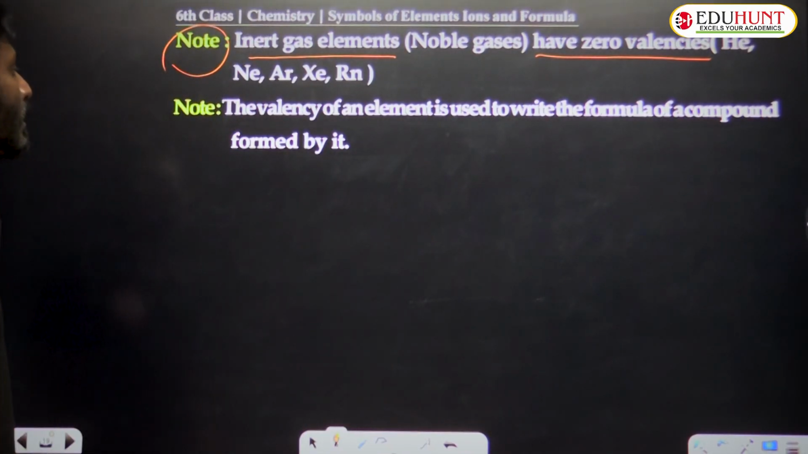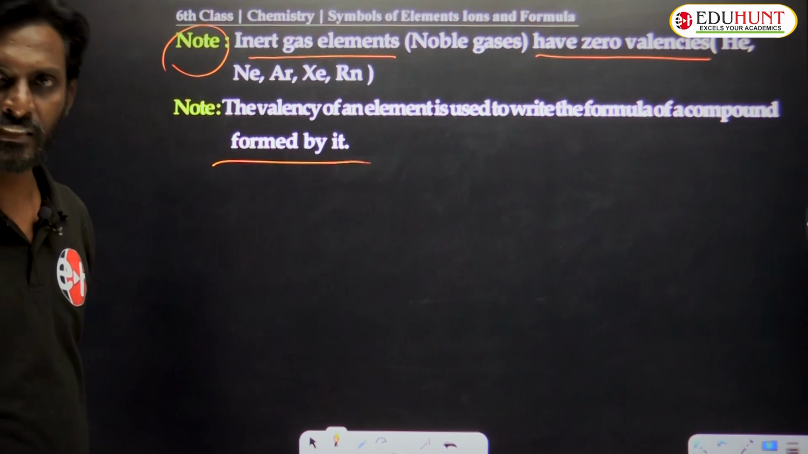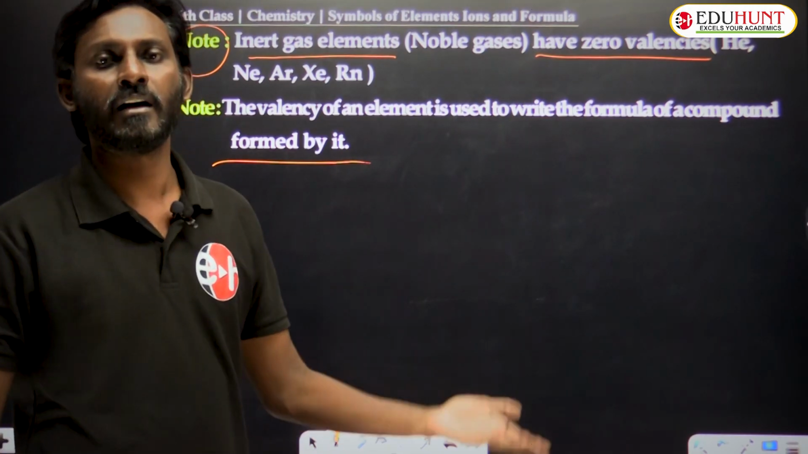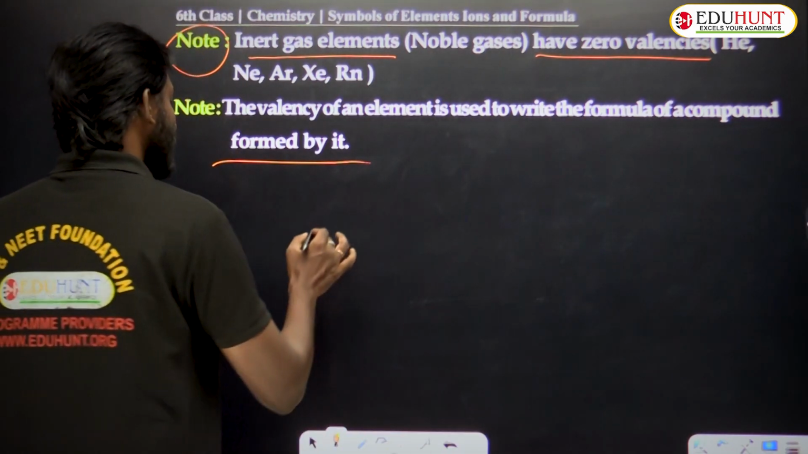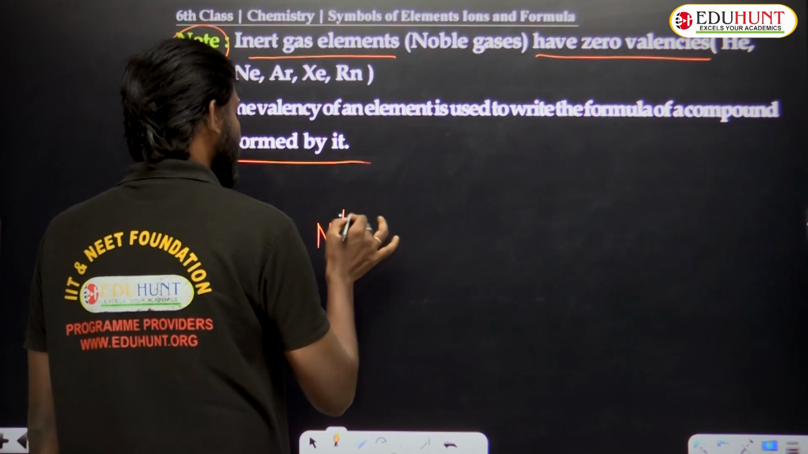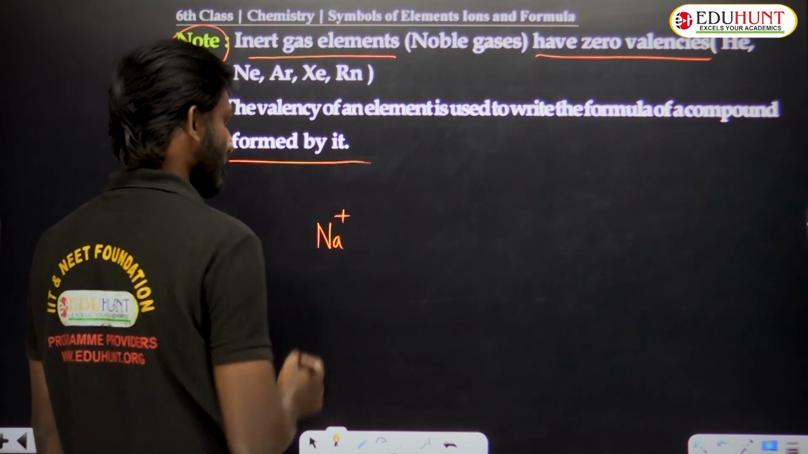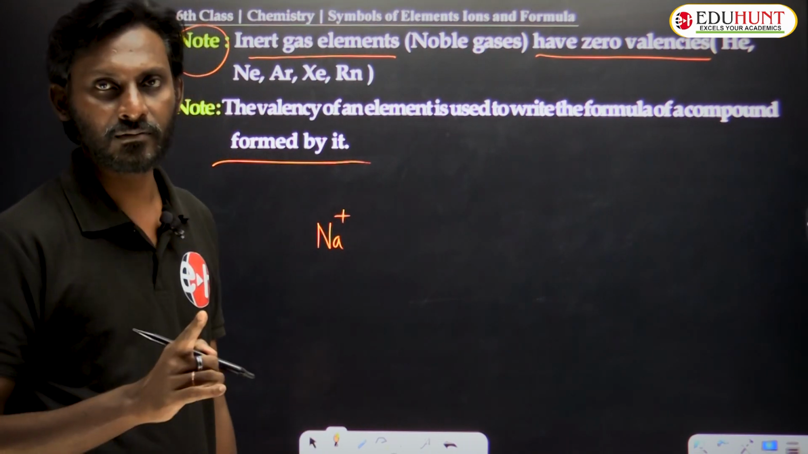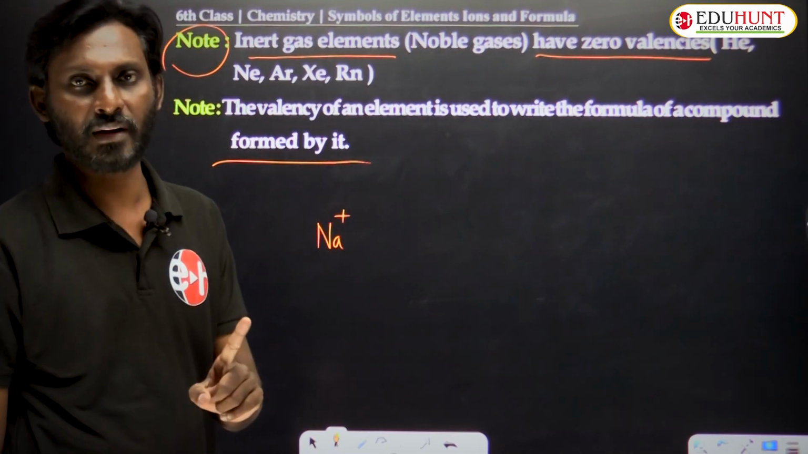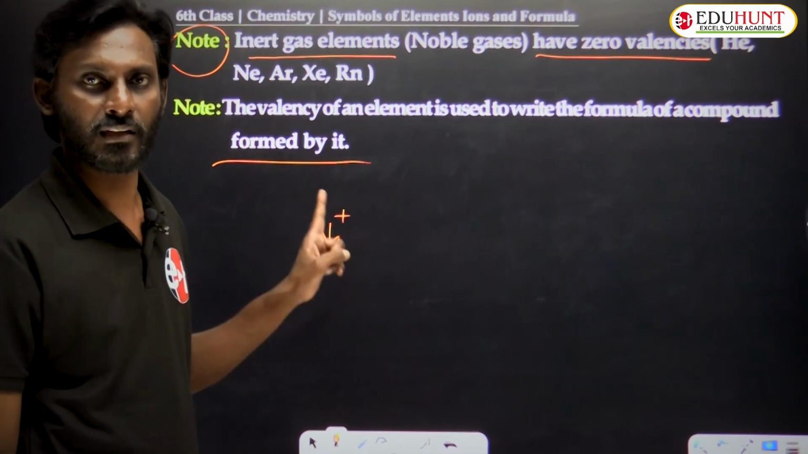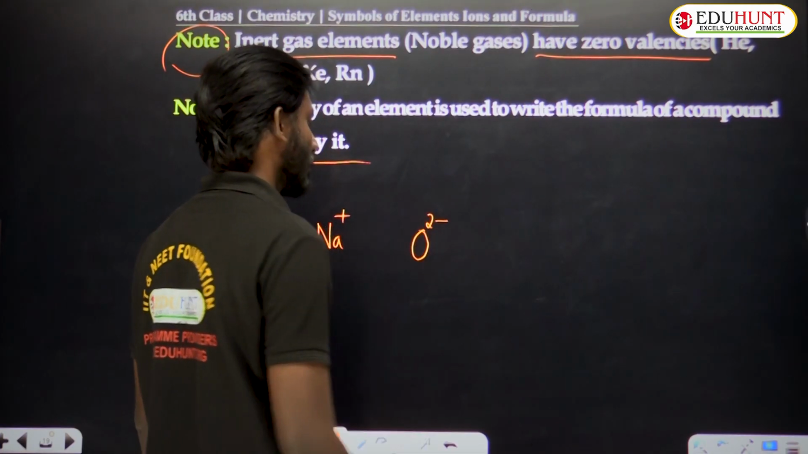Yes, the valency of an element is used to write the formula of the compound. Let me give you an example. See, suppose I write Na plus. Sodium is a metal. It will lose one electron to combine with others. That's why 1 plus. So its combining capacity is plus 1. And I am taking O 2 negative.